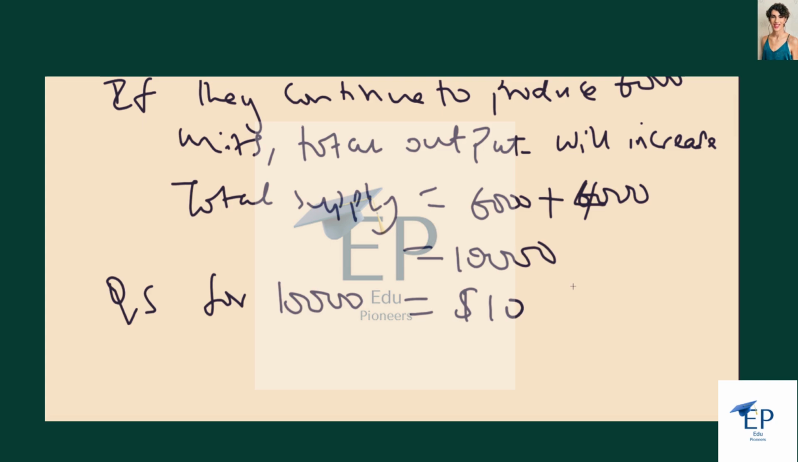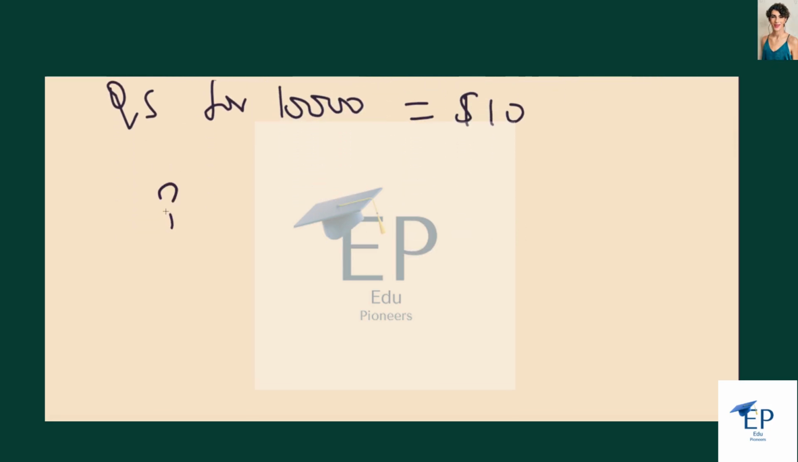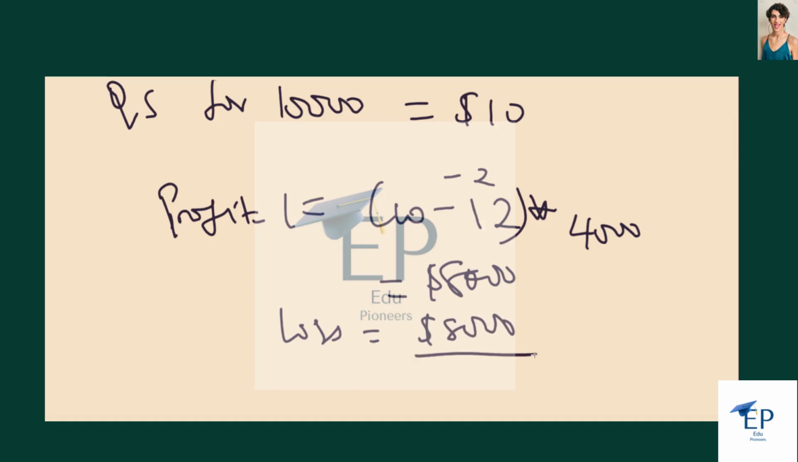So the profit of the firm, which the question wants us to find, the profit the firm makes is 10 minus 12 multiplied by 4,000. So 2 times 4,000 is $8,000. And basically it's a loss because 10 minus 12 is minus 2. So loss of $8,000 approximately.